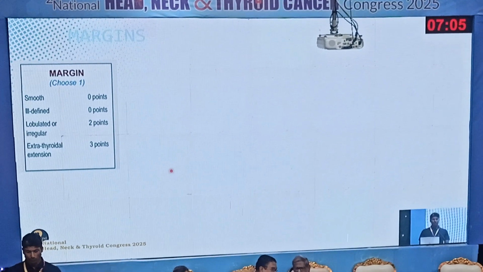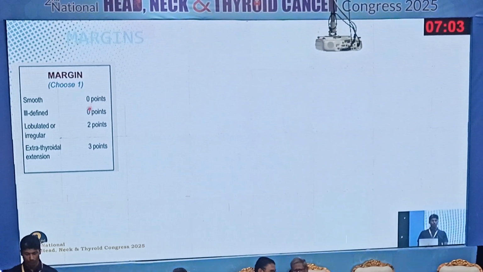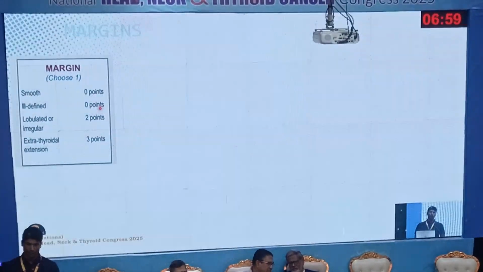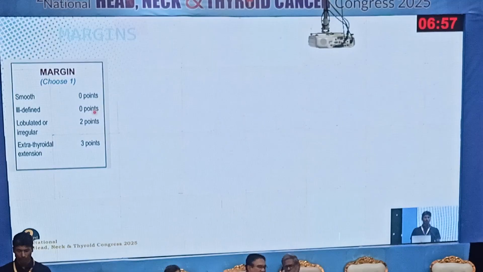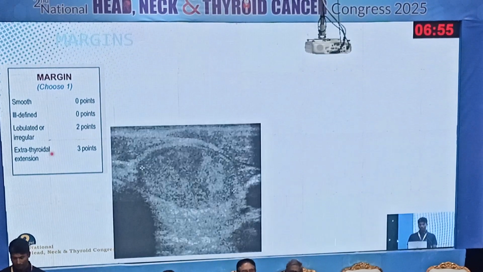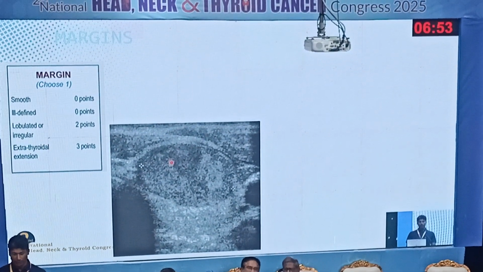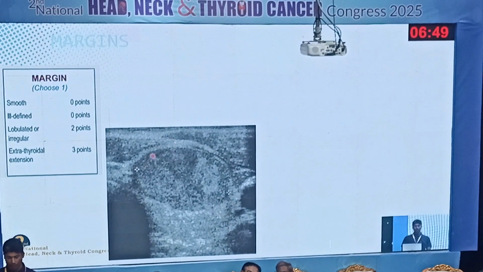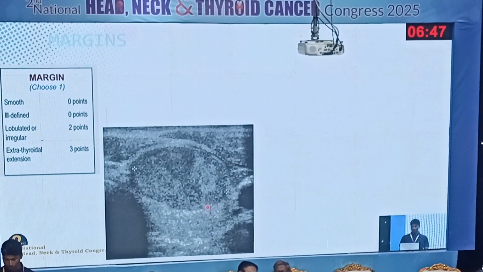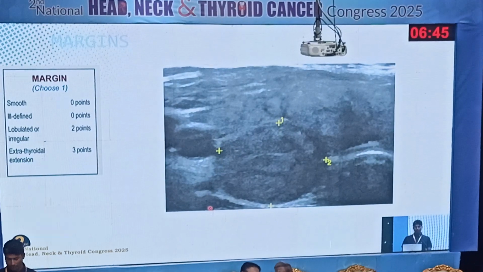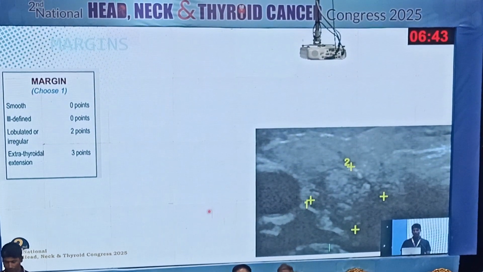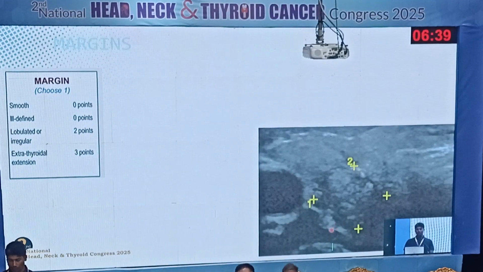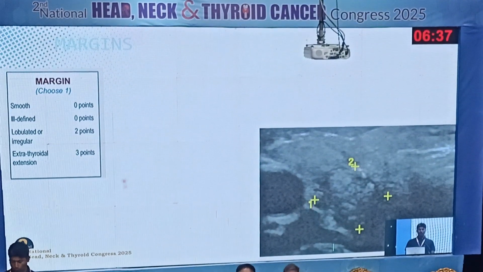Again, margins: if it is ill-defined or smooth, it is 0 points. Sometimes the nodule can be very ill-defined, and you are not able to identify whether it is irregular or smooth. Then give it 0. If it is well-defined and there is no irregularity here, that is again 0. Again, this is well-defined. And if you see, these are lobulated margins. If you can see these lobulations, then that is 2 points.